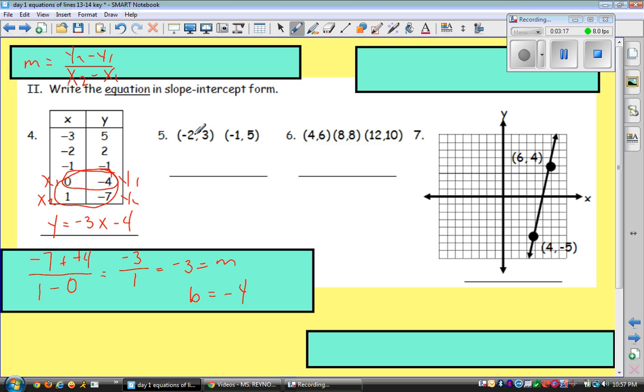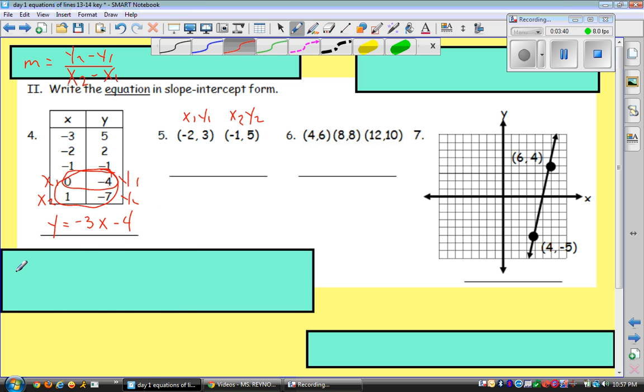So we'll do the same thing for number 5. We're going to find the slope, so using the formula up here. So I'm going to remember to label my points: x1, y1, x2, y2. And I'm going to plug them into the formula again. I'm going to erase this so I have some room to work. So using the formula again, y2 minus y1 divided by x2 minus x1. So y2 is 5 minus 3 for y1. x2 is negative 1 minus negative 2.